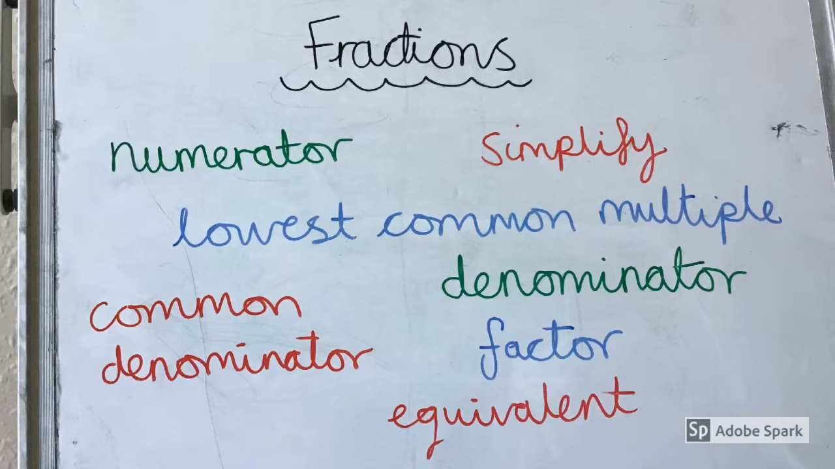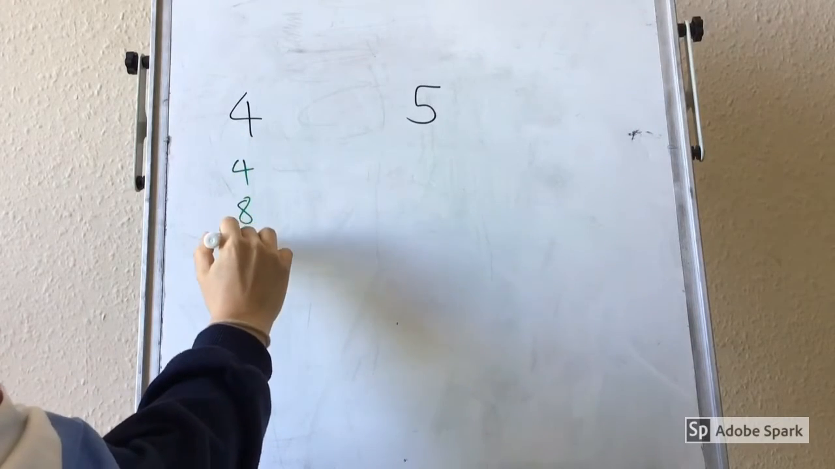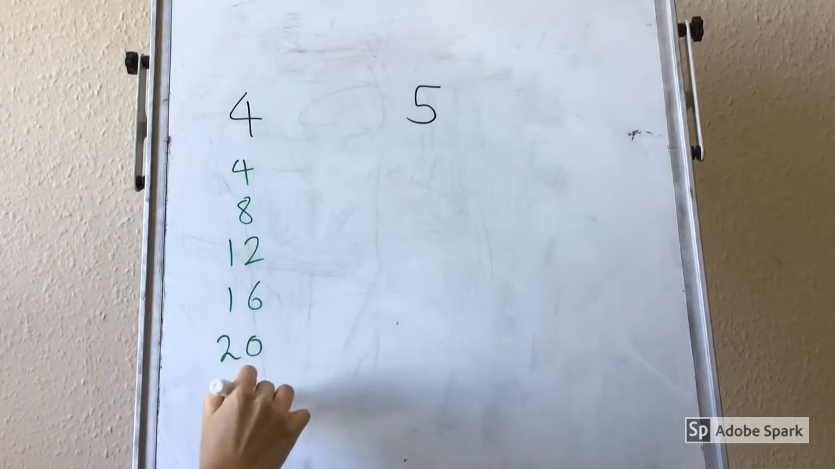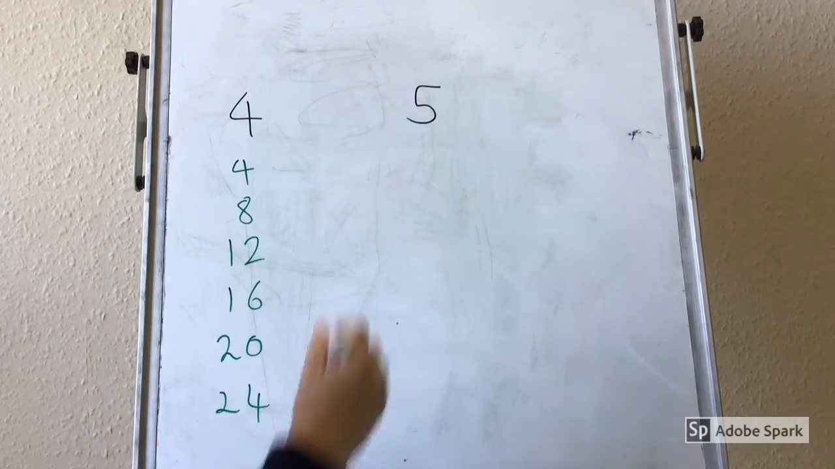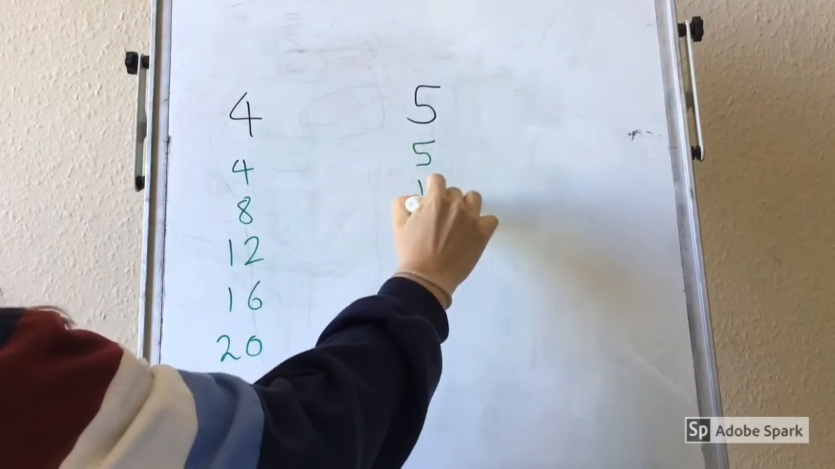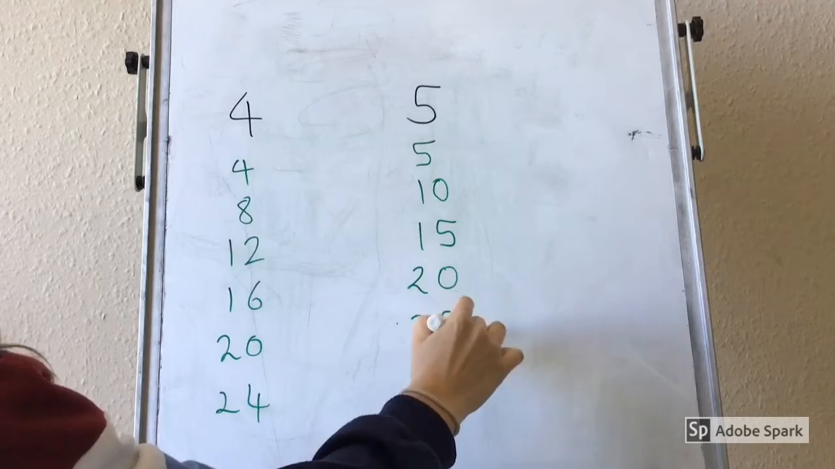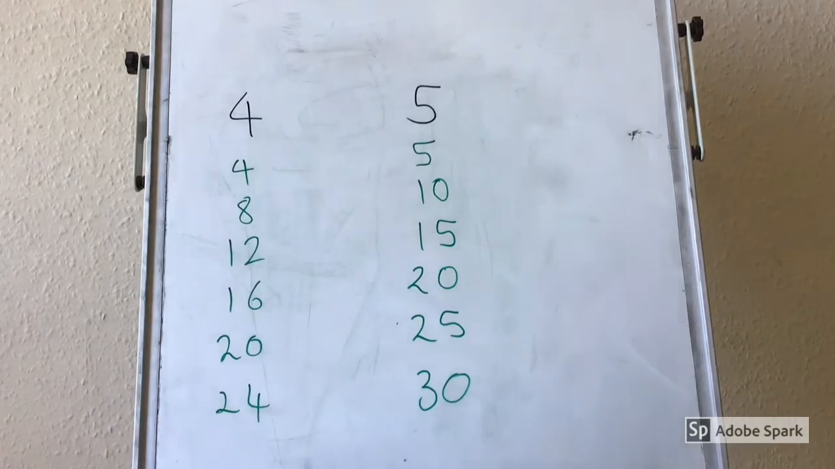when adding and subtracting fractions. Yesterday we had a look at finding the lowest common multiple of two numbers. However, yesterday one of our numbers was a multiple of the other. So for example, when we looked at 3 and 6, 6 was a multiple of 3. Here, 4 and 5, neither of these numbers are multiples of each other.